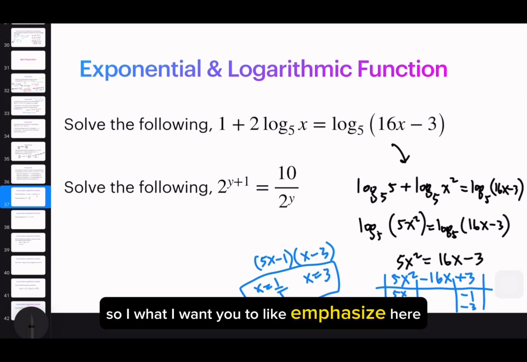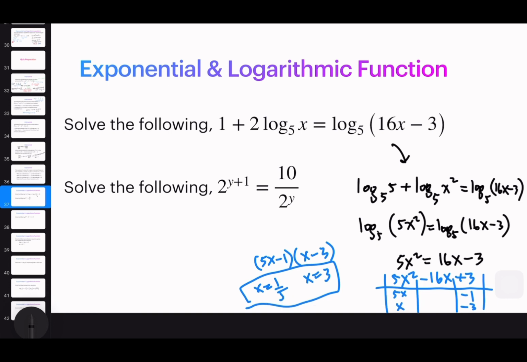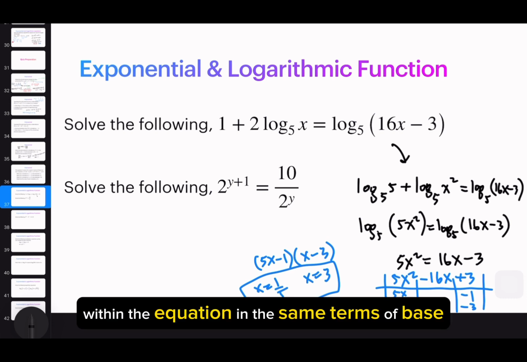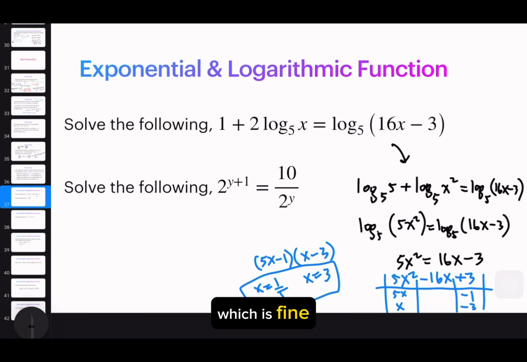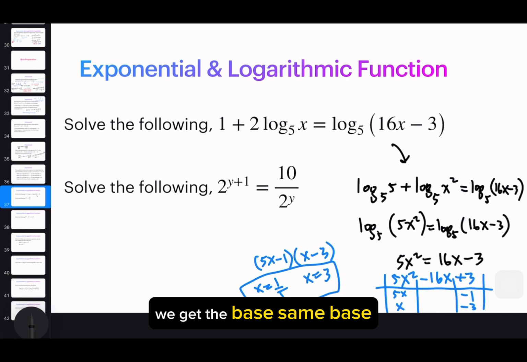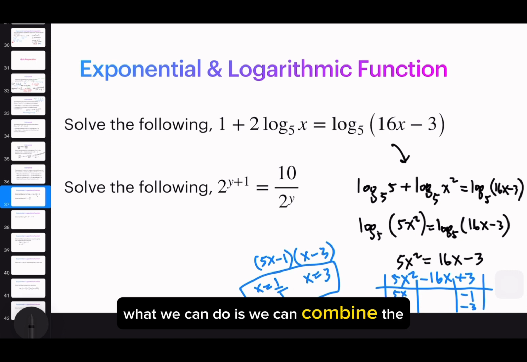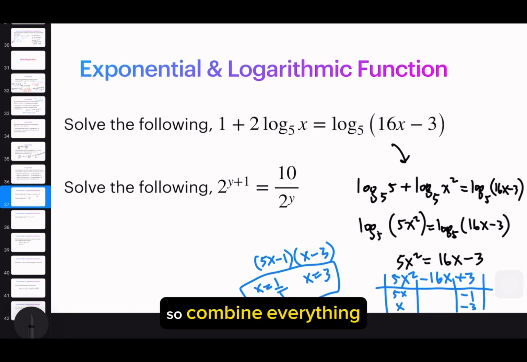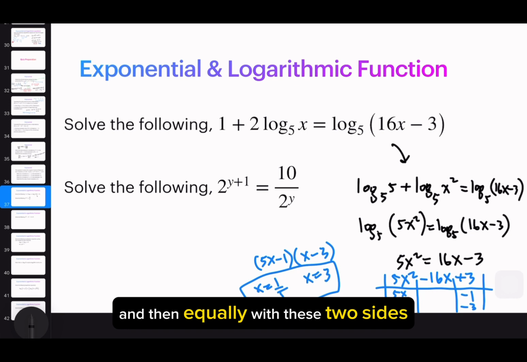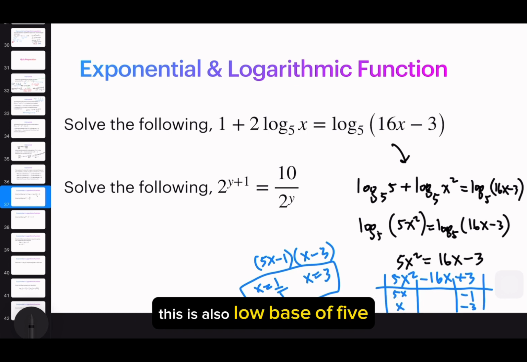So I want you to emphasize here. Basically, the first one, we need to make sure all the things within the equation are in the same terms of base. The base needs to be the same, which is fine. And then afterwards, we get the same base. What we can do is combine: if we have plus, we multiply the inside, 5x squared. If we have minus, then it will be 5 over x squared, okay? So combine everything, and then equate the two sides. So when we have log base of 5, this is also log base of 5.